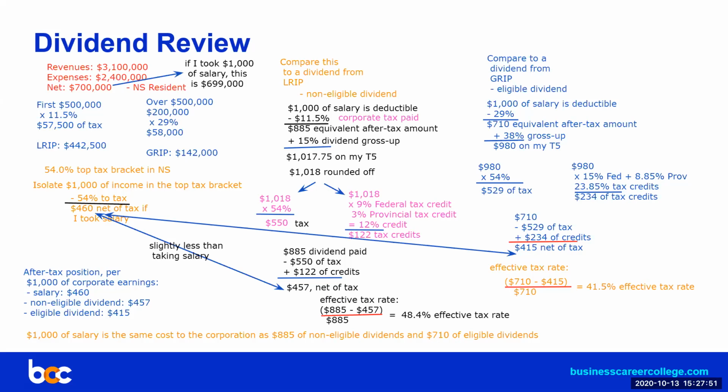Everybody's with me there? So I'll just jot those down in the chat box so we have them handy. I said 41.5% effective tax rate on eligible dividends, and 48.4% effective tax rate on non-eligible.